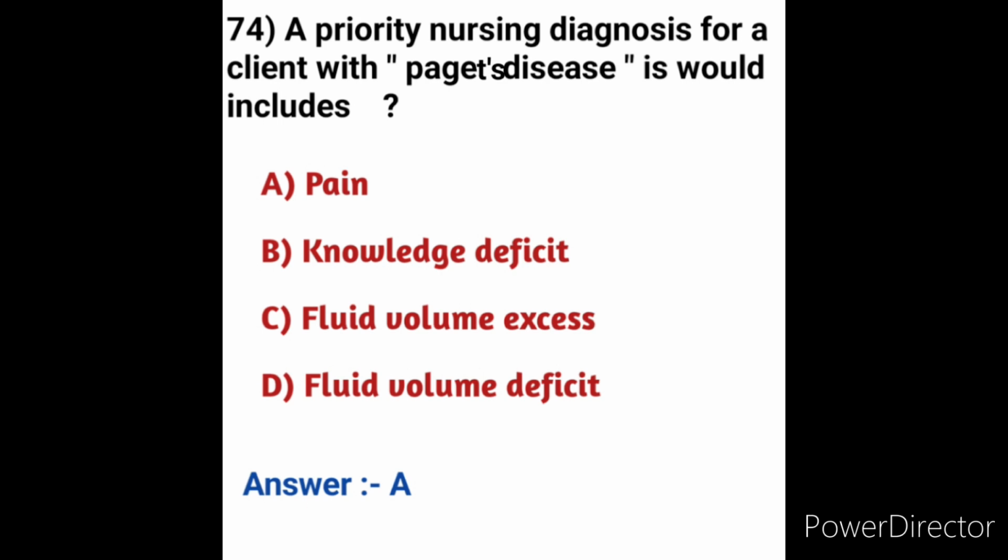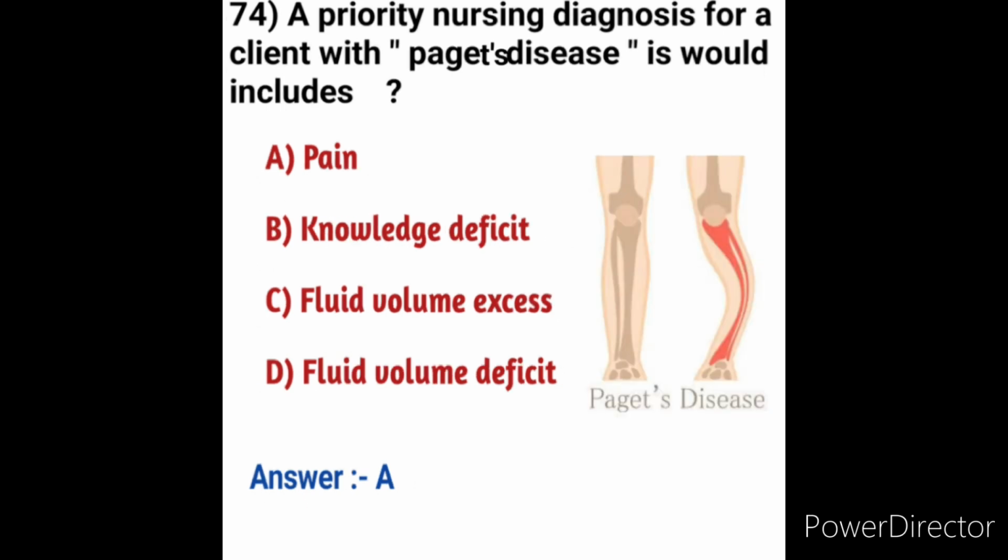So the symptoms are pain, joint pains and dull bone pain, stiffness and swelling at the site of the bone. So here one of the most priority nursing diagnoses is pain. Option A is the correct answer here. Here in this picture we can see Paget's disease. The bone breaks down and regrows, but it will be bigger and shorter than normal, which is the abnormality of the bone disorder. Next we will move on to question number 75.